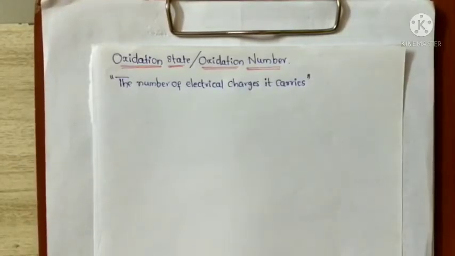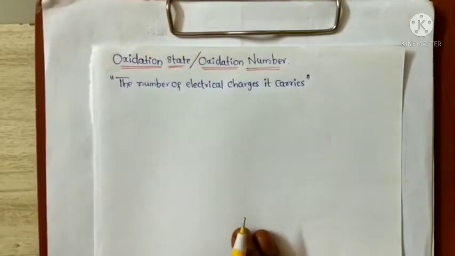By using the concept of the oxidation state or oxidation number of an element, we can easily determine which element undergoes oxidation or which element undergoes reduction in covalent compounds. That's why this concept should be learned, because we can easily identify which element is oxidized or reduced in covalent compounds.